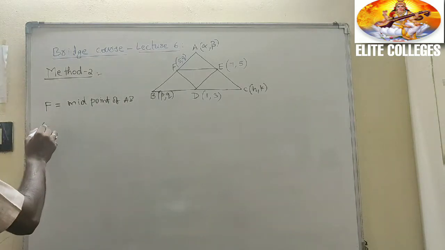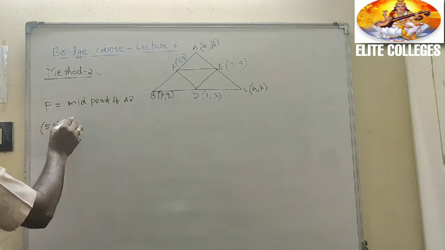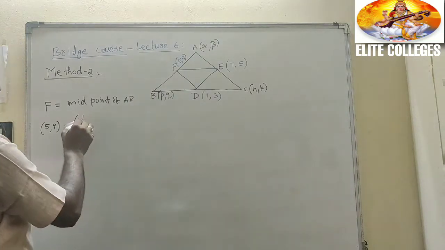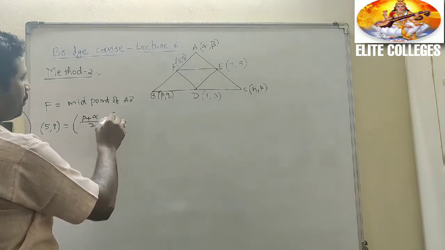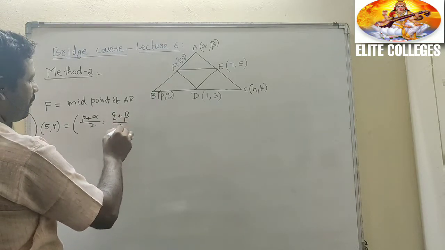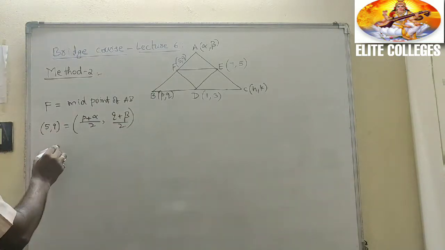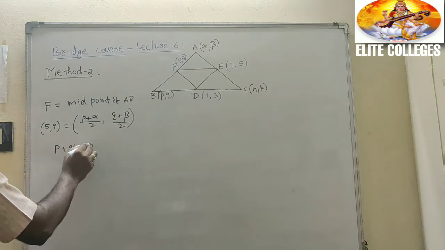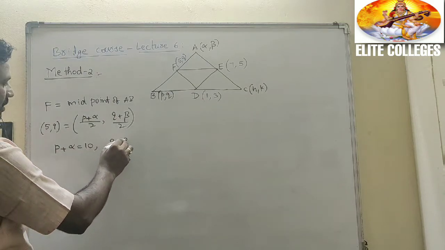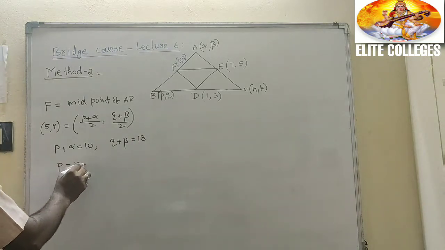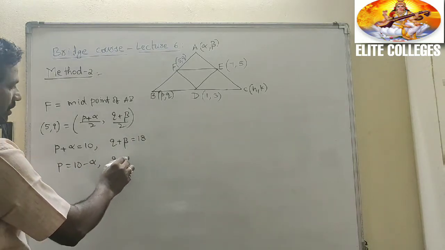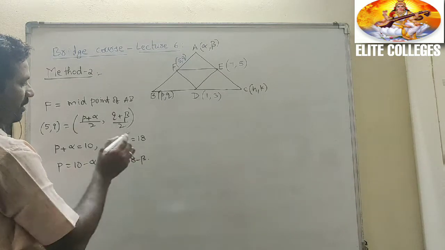Midpoint of AB. So 5 comma 9 equal to the midpoint of AB, which is (P plus alpha) by 2 comma (Q plus beta) by 2. Now compare this one. P plus alpha equal to 10. Q plus beta equal to 18. P equal to 10 minus alpha. Q equal to 18 minus beta.